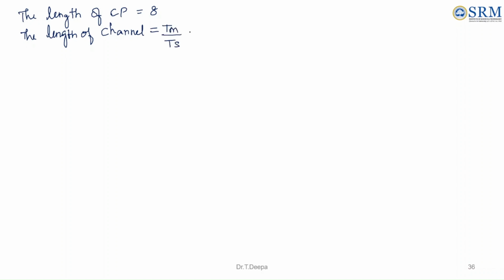Now let's see the length of the cyclic prefix, given as 8. The length of the channel is expressed as Tm by Ts. Tm is 5 microseconds and Ts is 1 microsecond, so we get 5; the length of the channel is 5. The length of the cyclic prefix, 8, is given in the question. Now let's see the relation between the length of the CP and the length of the channel. The length of the CP is greater than or equal to the length of the channel.